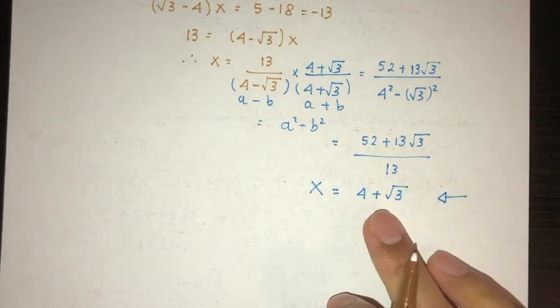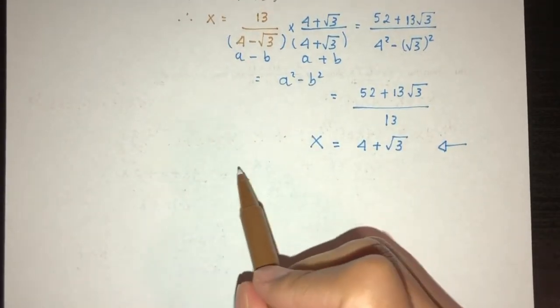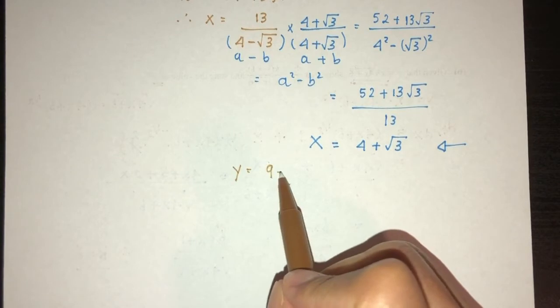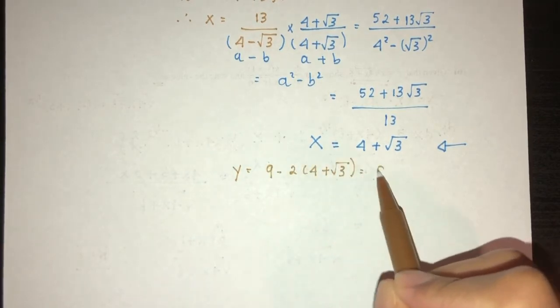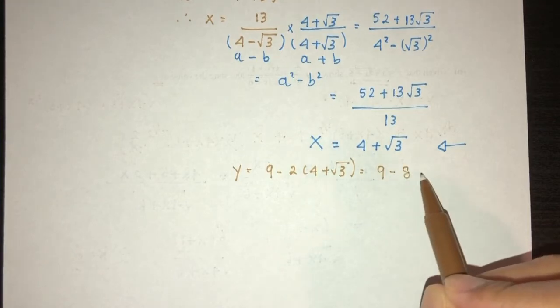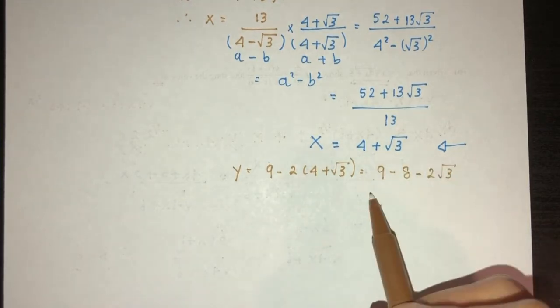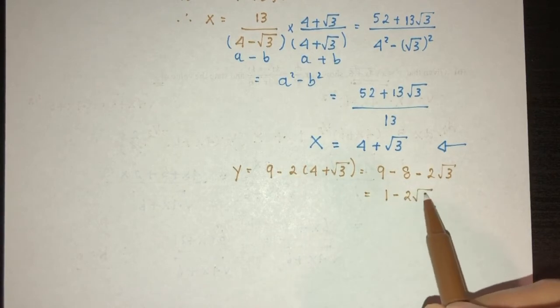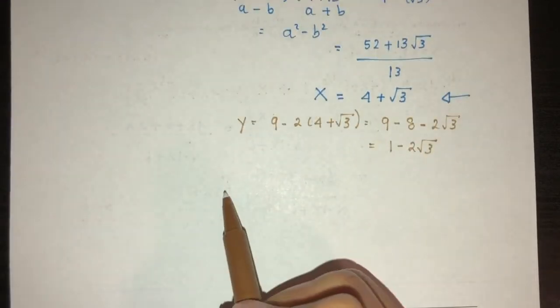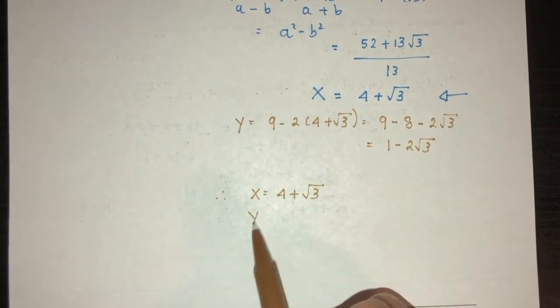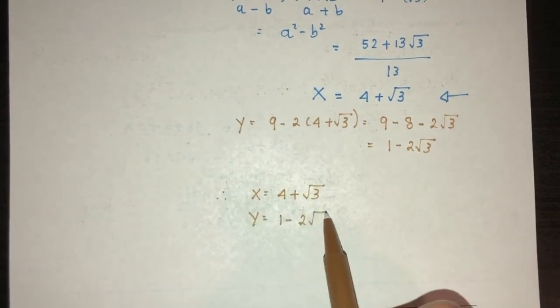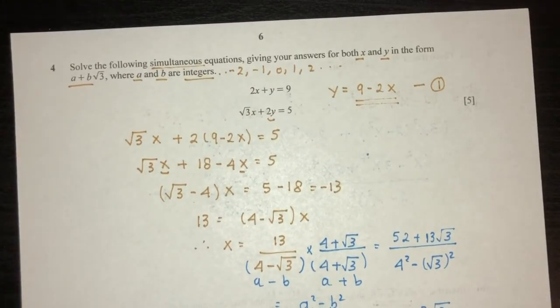Now we have to use this to find the value of y. So replace in the first equation, y is 9 minus 2 times x, which is 4 plus root 3. That is 9 minus 8 minus 2 root 3. That will be 1 minus 2 root 3. Okay, so here you go. x will be 4 plus root 3, and y will be 1 minus 2 root 3. So your answer will be in this form. That will be your question number 4.